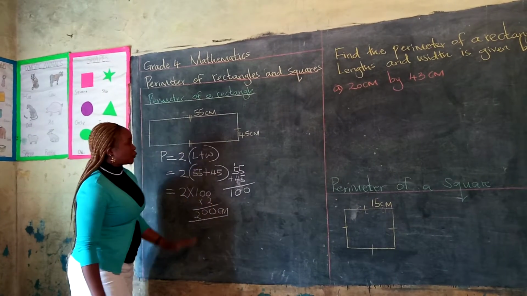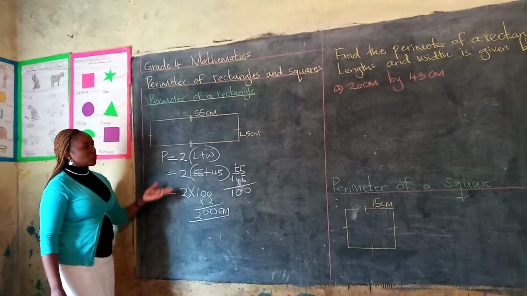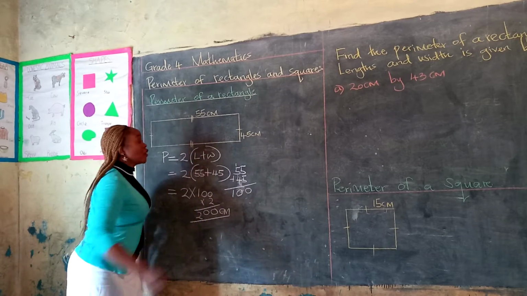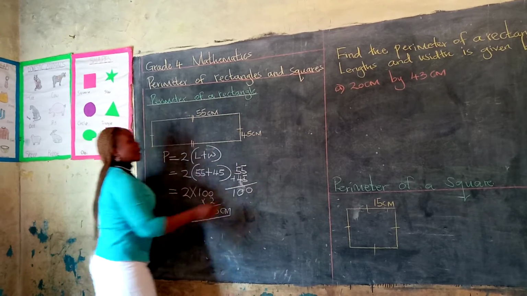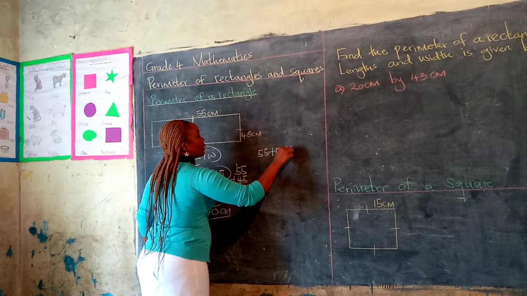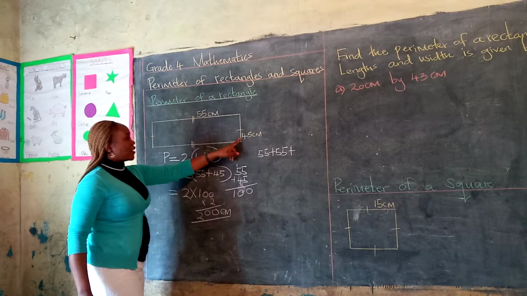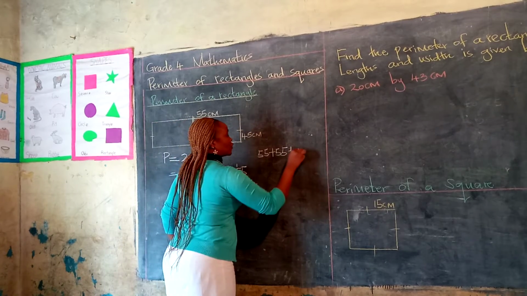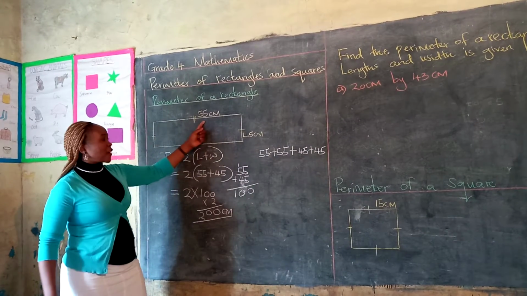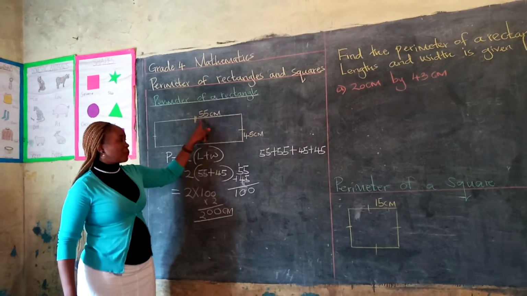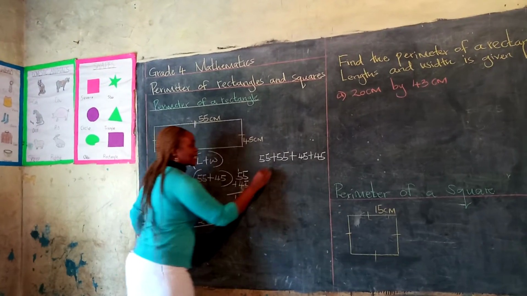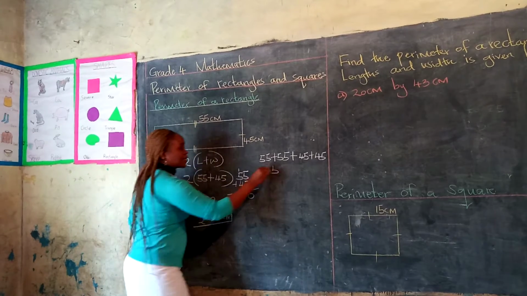Learner, there is another way of doing such a question. In case you have forgotten the formula, perimeter is equal to 2 in bracket length plus width, you can add all the sides. You can say 55 plus 55, that is the length. Then you plus 45 plus 45. Or you can say 55 plus 45, that is length plus width, then again 55 plus the width, that is 45. So now let's add together. You will see we get the same answer.